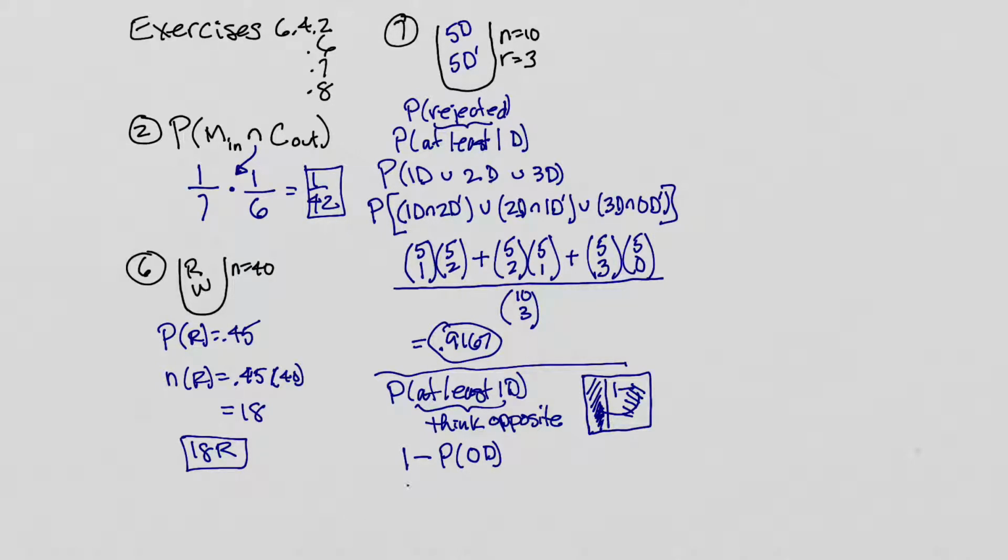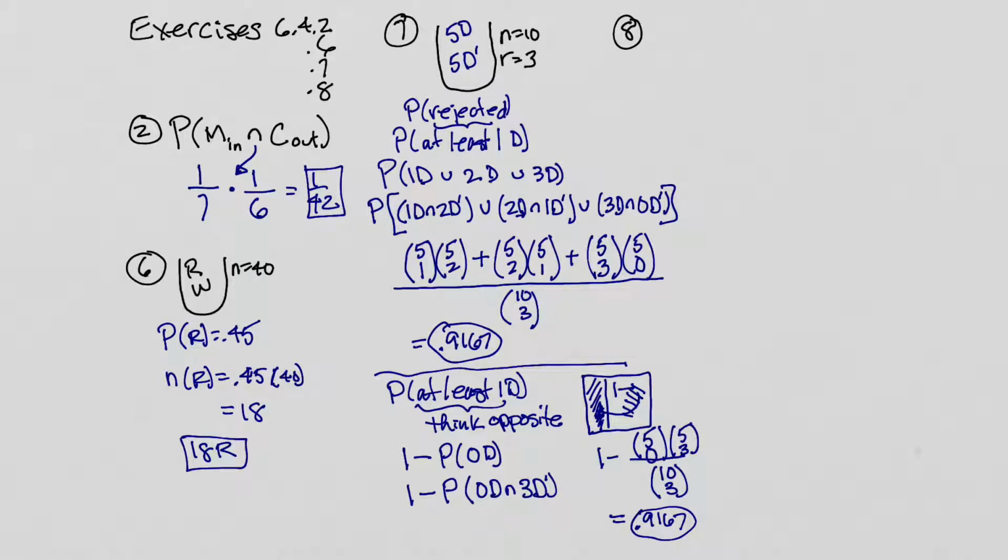Now, this is going to be 1 minus the probability of, all right, so here's how we're going to get this, 0 defectives and 3 non-defectives. And our count is going to look like this. 1 minus, well, what we're looking for is this. Out of 5 defectives, we want 0 of them. Out of 5 non-defectives, we want all 3. And our denominator, we're still choosing out of 10 objects, 3 of them. And again, when I computed this one, I got 0.9167.